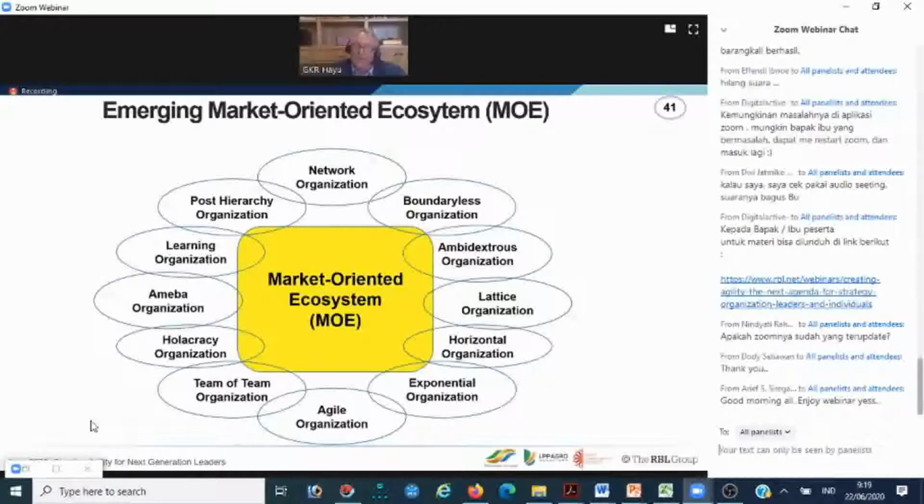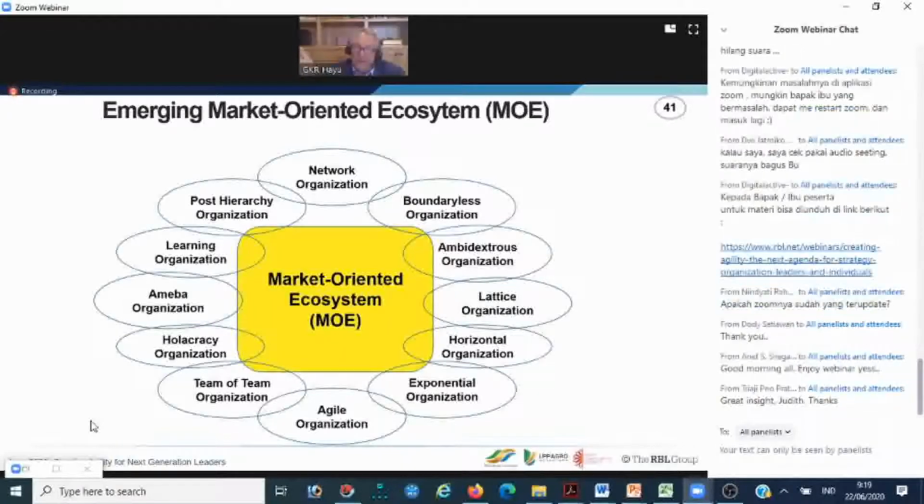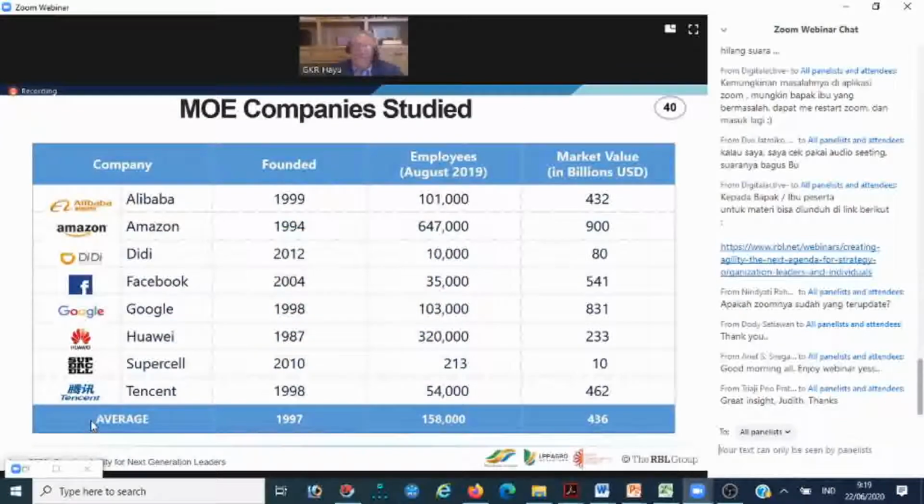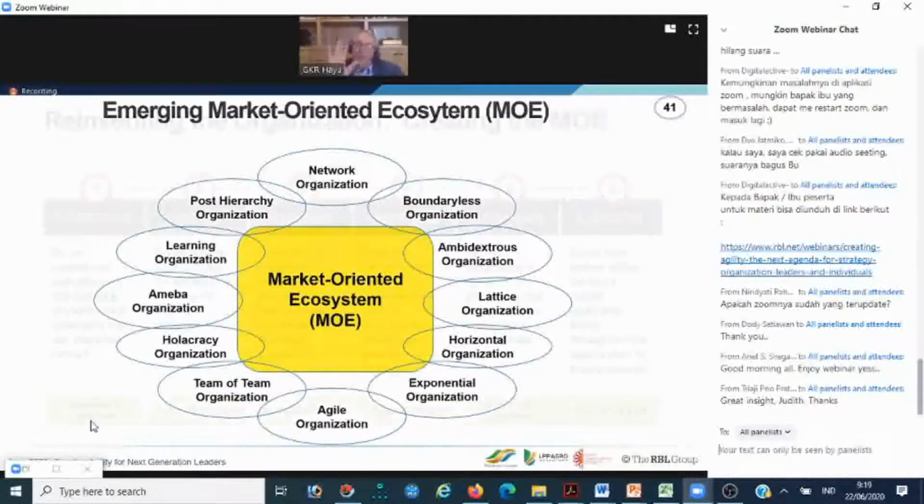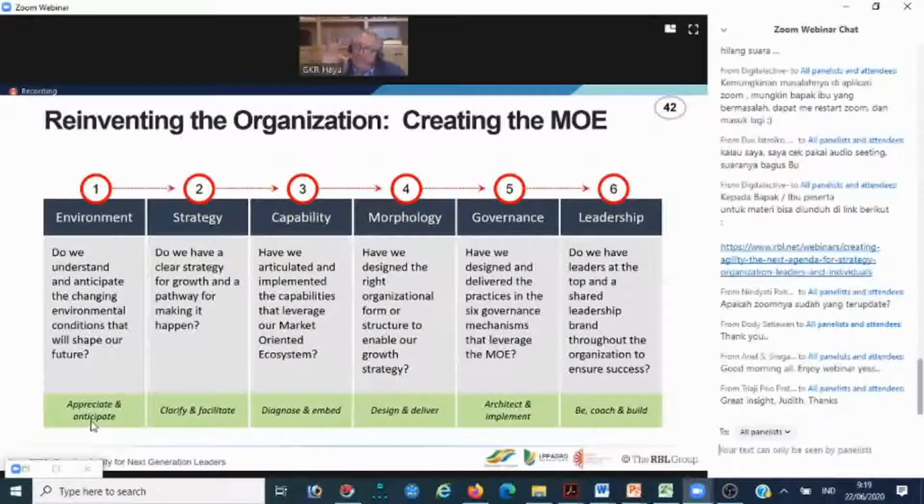Market-oriented, focused on the marketplace, outside in, ecosystem. And the connection of parts that are distinct and separate. By the way, I should tell you, our publisher didn't like that name. She said that it's not cute, it's not creative, it's not sexy. And we said, look at all the creative terms: amoeba, holacracy, ambidextrous, lattice, horizontal, boundaryless. We don't need another creative name. What we need is a summary of all of that work, grounded in 8 great companies. And that's what we created.